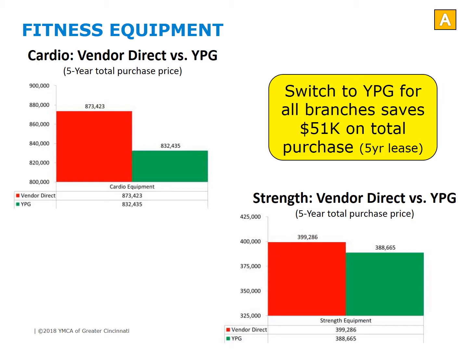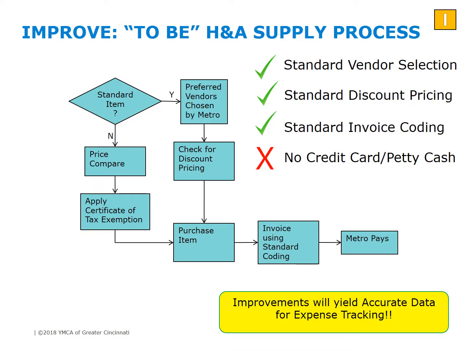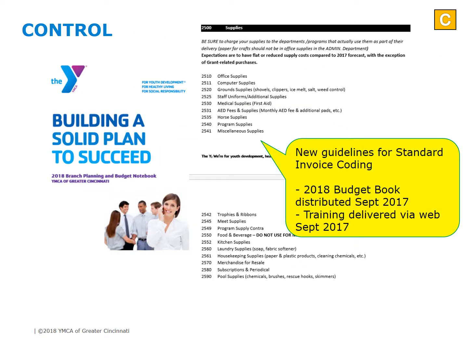The team created a new process map to be followed for housekeeping supply expenses that included a standard vendor selection process, standard discount pricing, standard invoice coding, and no more payments with credit cards or petty cash. In order to control these changes, new guidelines for standard invoice coding were delivered during a web conference in September 2020 and the budget book was distributed to all locations.